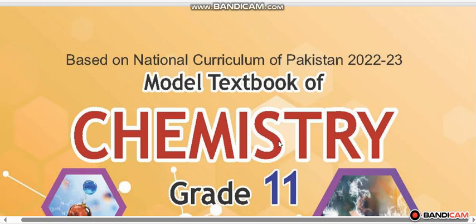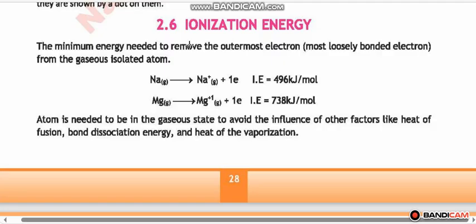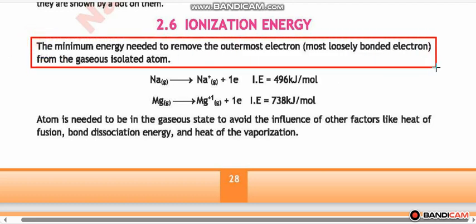This is chemistry grade 11 and today we are going to discuss another topic, and the topic is ionization energy. This is topic number 2.6. Students, first of all we define ionization energy. The minimum amount of energy that is needed to remove the outermost electron or the most loosely bound electron from the gaseous isolated atom is called ionization energy.